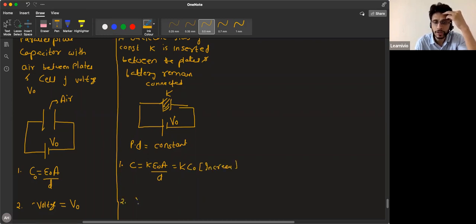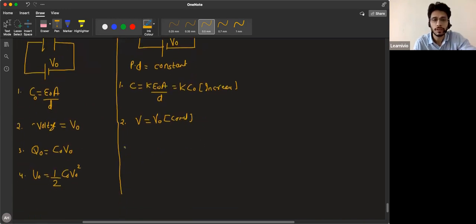Second, voltage. Voltage will remain same because battery is connected, so voltage will not change. Third, charge. Q is equal to CV. How much is C? C is K C naught into V naught. C naught V naught is Q naught, so that's K Q naught. Fourth, the energy. See, earlier your charge was Q naught. Now your charge is K Q naught. Your charge has increased.